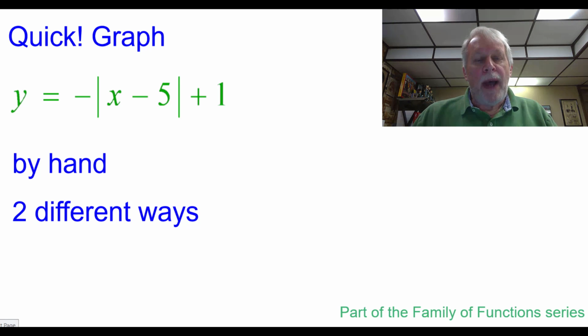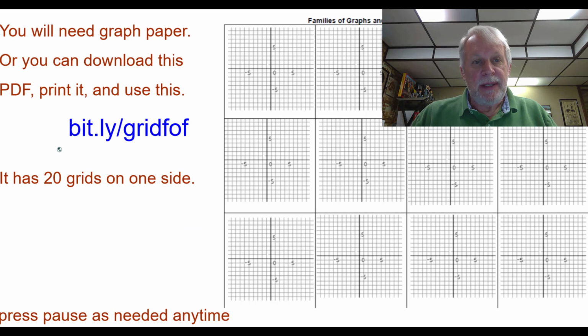Quick, graph y equals the opposite of the quantity x minus 5 plus 1 by hand 2 different ways. This is part of the family of functions series. You will need graph paper, or you can download this PDF and print it. Press pause as needed any time during this video.